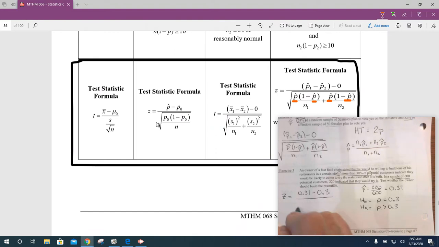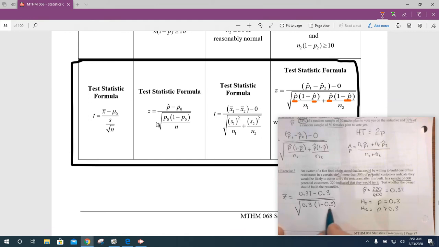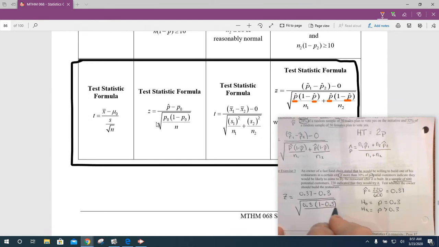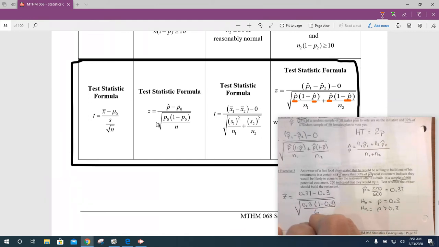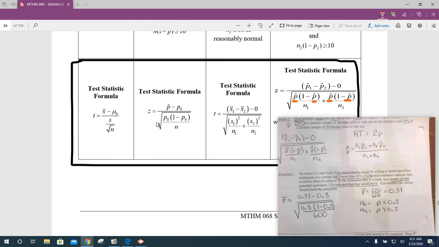In the bottom of this, we need a root. We're supposed to take P sub O, which is 0.3, the null, times 1 minus the null, which is 0.7, but we're going to write it as it is, divided by n, and n was the complete number of sample, which came to be 600. Put that in your calculator and see what you get.